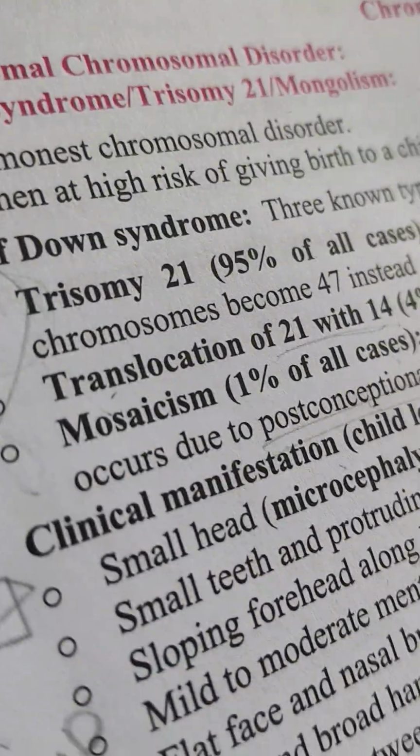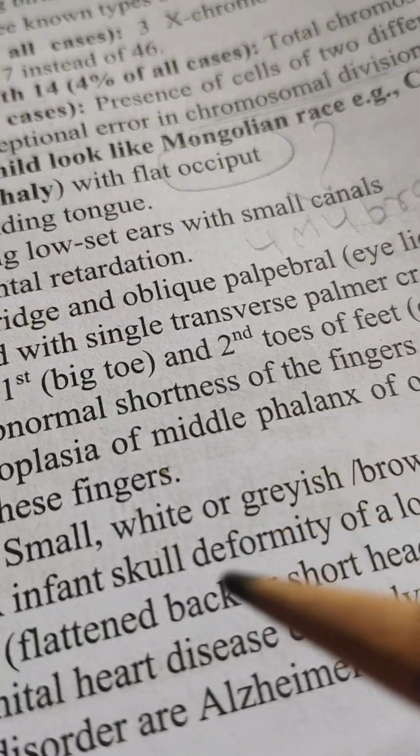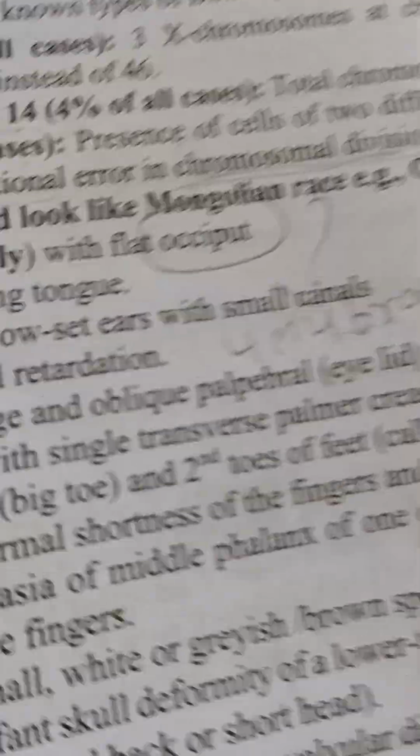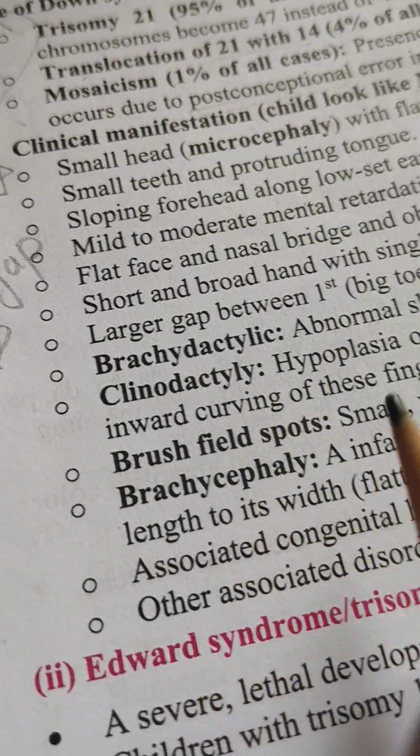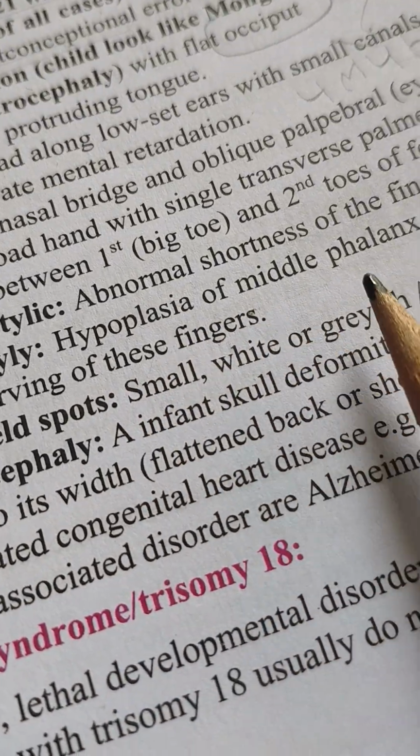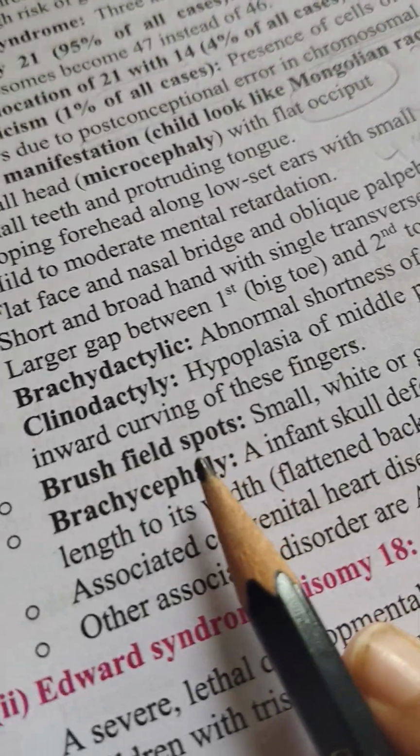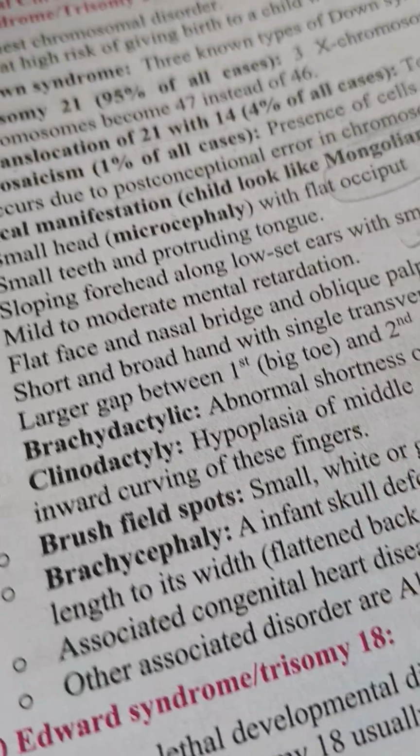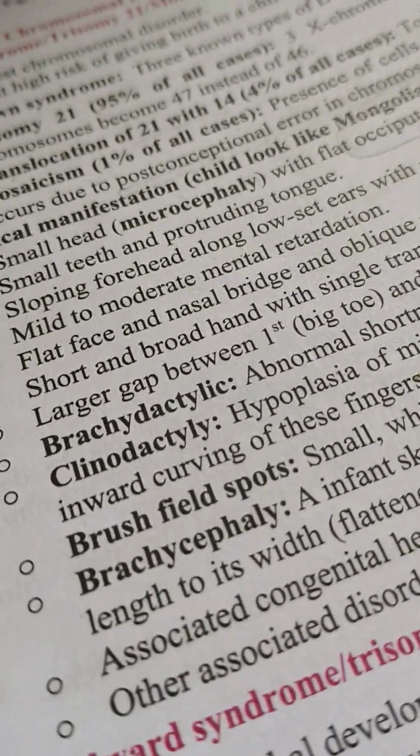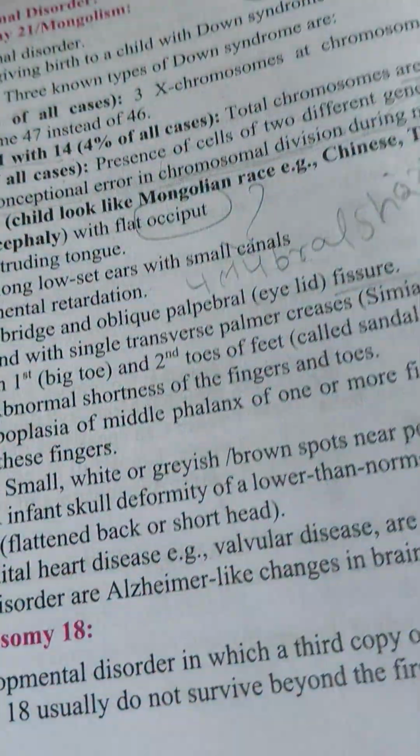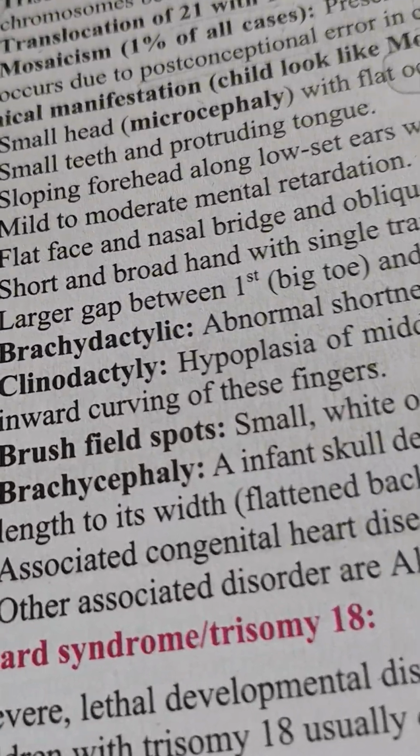After that it is brachydactyly, abnormal shortness of the fingers and toes. Clinodactyly, hypoplasia of the middle phalanx of one or more fingers resulting in inward curving of the fingers.